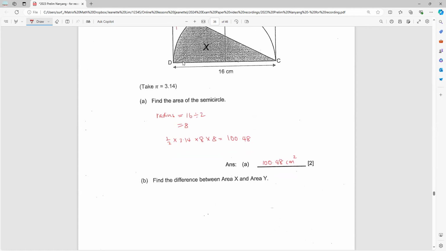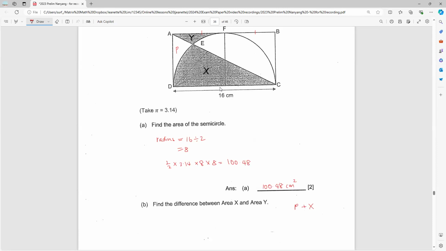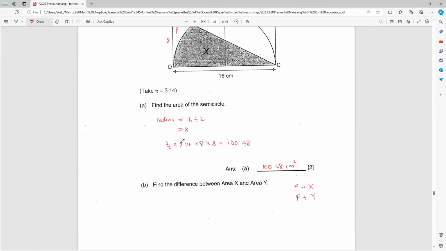So I say again, the triangle is P and X, right? This one I can find. I can also find P and Y. So when I find the difference of these two, I end up with the difference of X and Y, which is what I want to find. So let's find these two values. P and X is a triangle. By the way, AD is 8 because the radius of the semicircle is 8. So this is the radius as well. So this is 8. So half times 16 times 8.